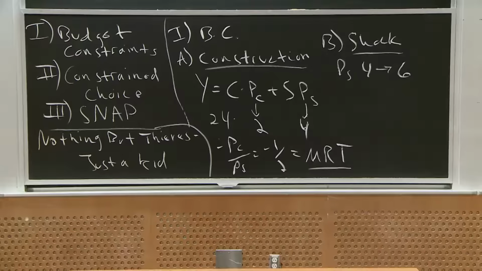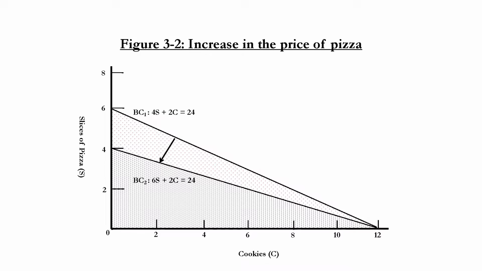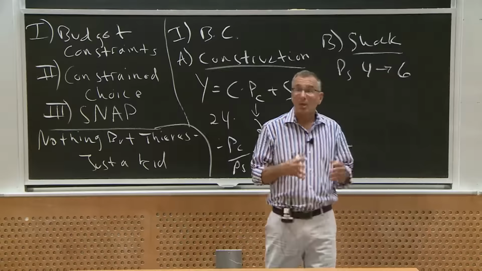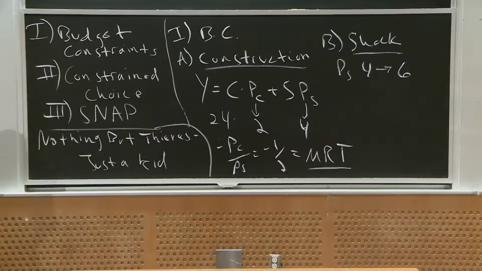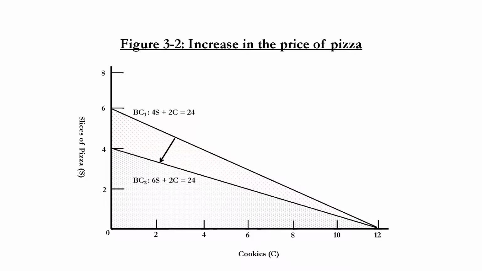Well, that's illustrated in figure 3.2. Note the x-axis, the x-intercept does not change. Why does the x-intercept not change? Because if all you're buying is cookies, nothing's changed. The only thing that's changed is if you want to buy a slice of pizza. Now, let's say you only want pizza, instead of being able to afford 6 slices on your $24 income, you can only afford 4 slices. The budget constraint has pivoted inward. And the new slope, instead of being minus 1/2, is now minus 1/3.